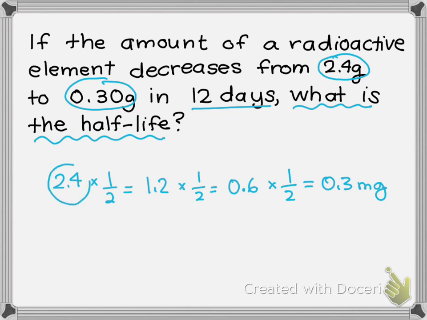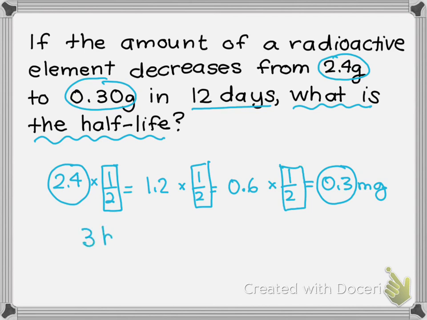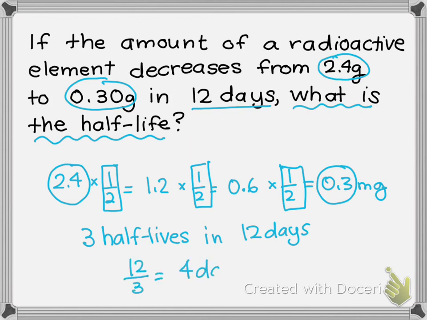So here, to go from 2.4 to 0.3, it takes 1, 2, 3 half-lives. And the problem tells me that those 3 half-lives happened in 12 days. So 12 divided by 3 tells me that each half-life took 4 days. And so, what is the half-life? For this particular isotope, the half-life is 4 days.